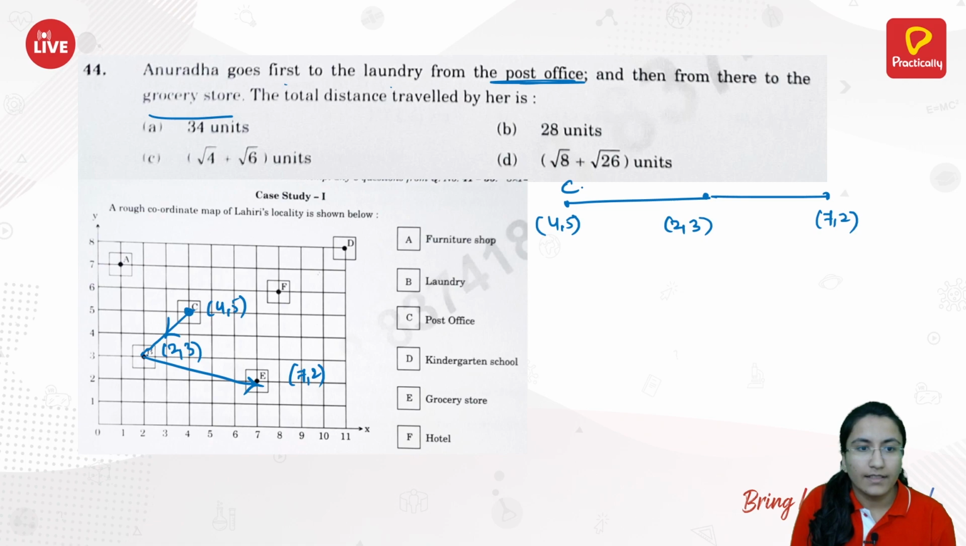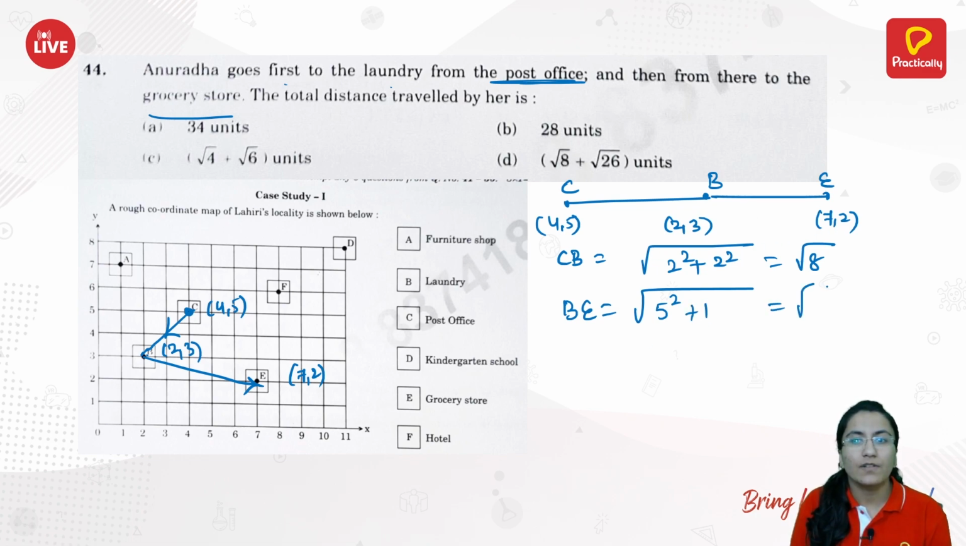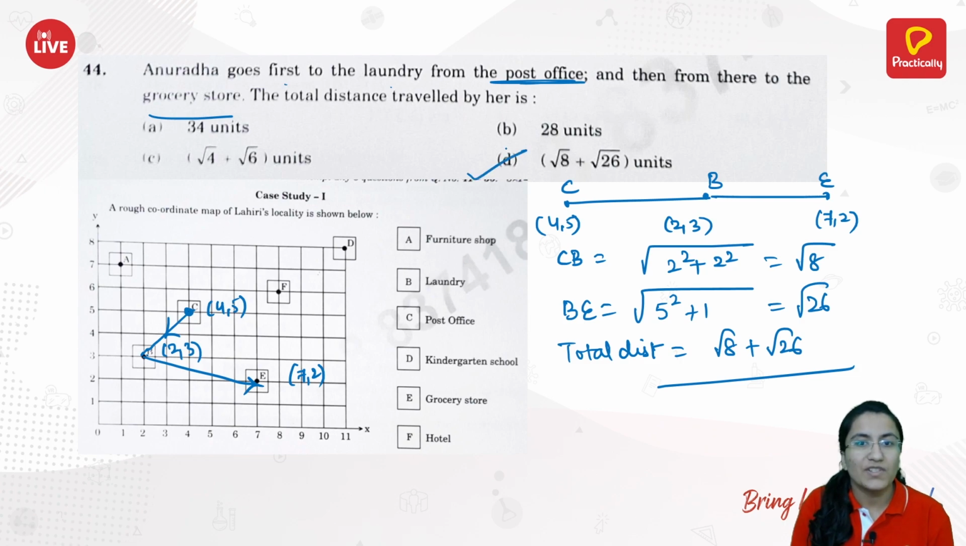Let's just denote these C, B and E. So CB would be equal to 4 minus 2 square, that is 2 square, plus 5 minus 3 square, that is 2 square again. So you would get 4 plus 4, that is under root 8. Now BE is equal to under root of 2 minus 7 square, that is 5 square, plus 3 minus 2 square, that is 1. This is equal to under root of 26. So total distance traveled by Anuradha over here would be under root 8 plus under root of 26, which is option D as the correct answer. Okay, option D is the correct answer.